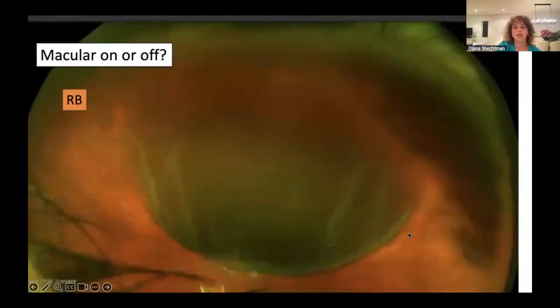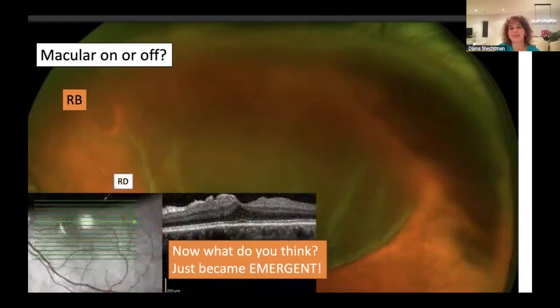Very retinal detachment here and a very nice representation of a retinal break. But again, you would say this is macula off. These are real cases. In this particular case, the macula is on. Literally, the retina is folding over the area in question.